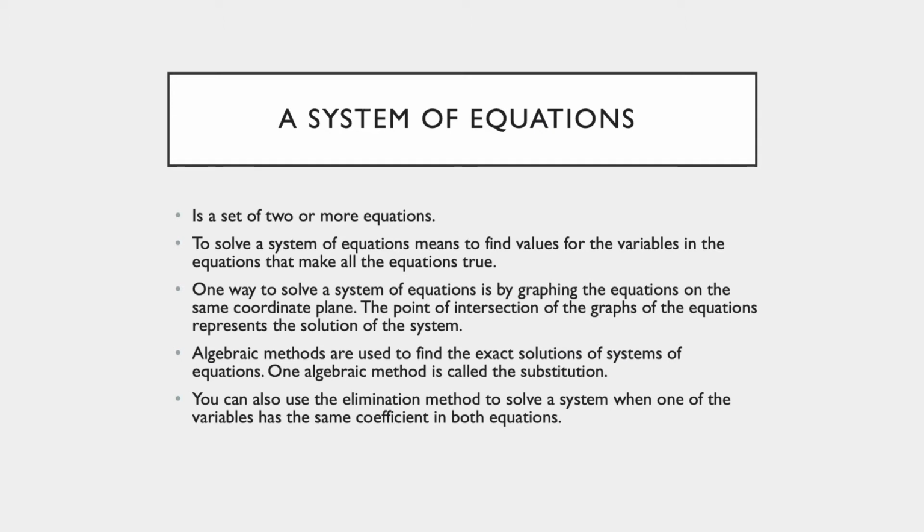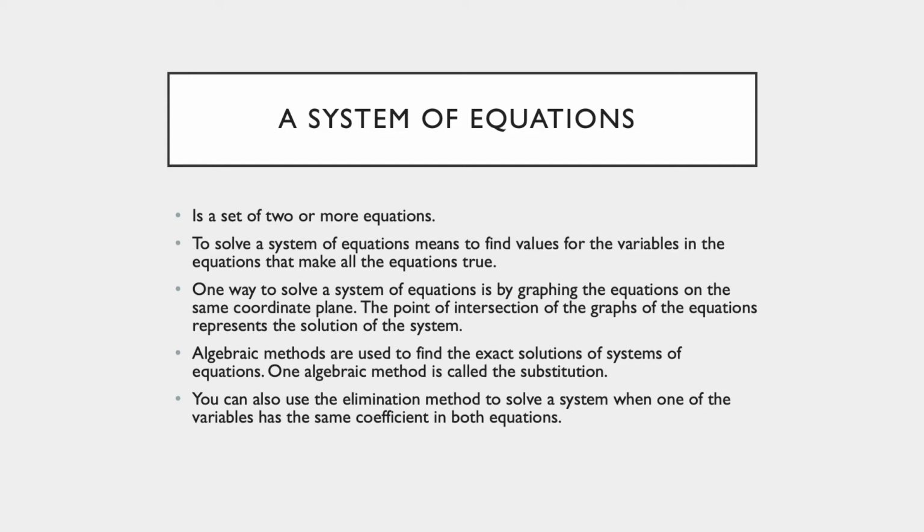A system of equations is a set of two or more equations. To solve a system of equations means to find values for the variables in the equations that make all the equations true. One way to solve a system of equations is by graphing the equations on the same coordinate plane. The point of intersection of the graphs of the equations represents the solution of the system.